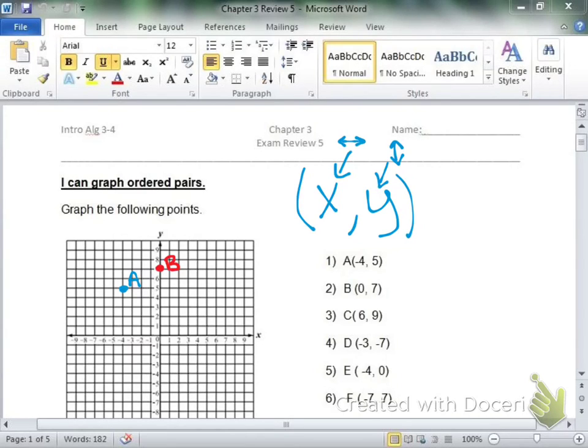All right, number 3, it's a positive x, so I'm going to go right. It's a positive y, so I'm going to go up. So I'm going to start by going right 6, up 9. Put a point, label it with a C. All right, for number 4, point D, they're both negative, so a negative x means left and a negative y means down. So left 3, down 7, and I'm going to label that one with a D.